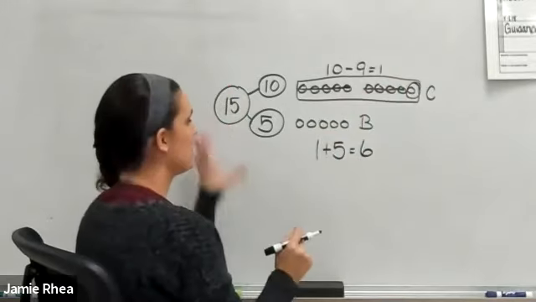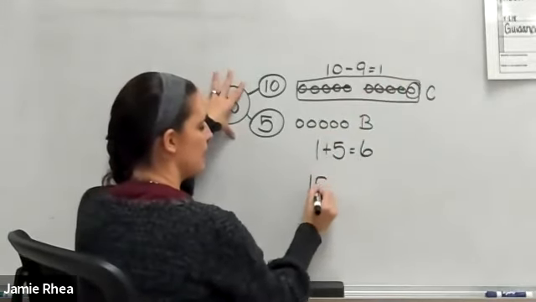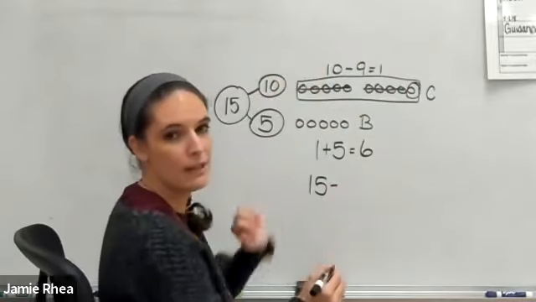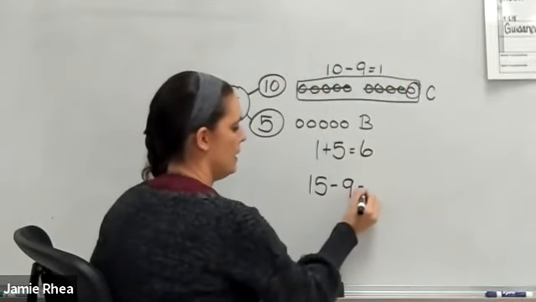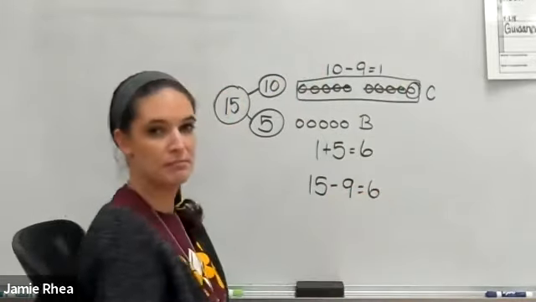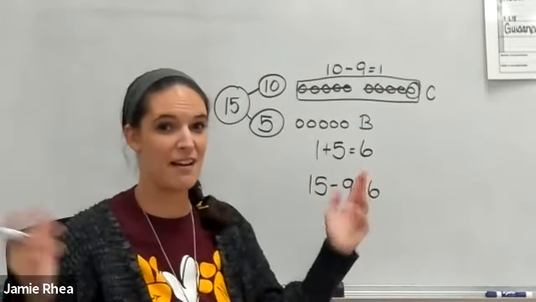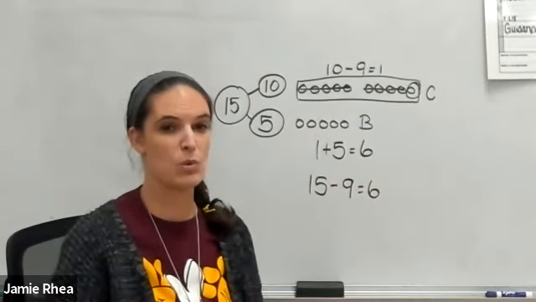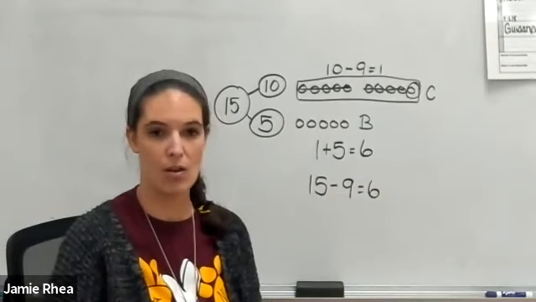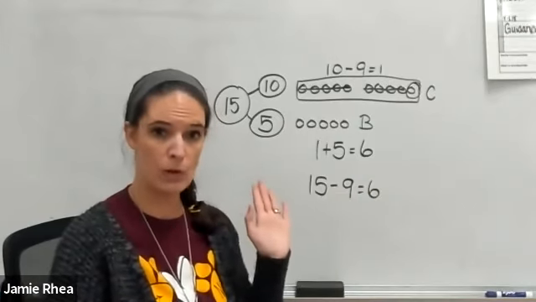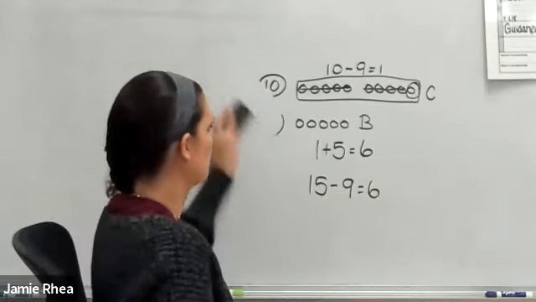Okay, so basically I said I have 15 eggs. I cooked 9 of them, and now I have 6 eggs left. Ta-da! Okay, we're just breaking it down, looking at all the steps. Let's do one more like this before we move on to the next part.